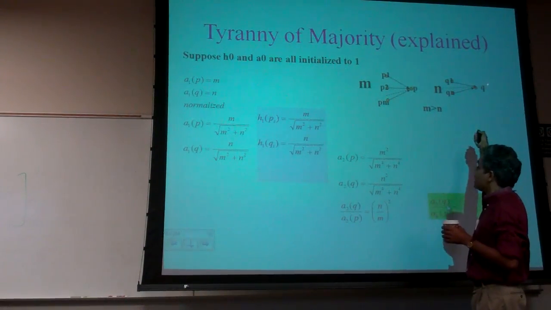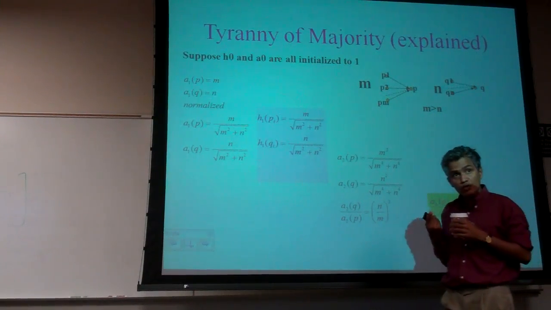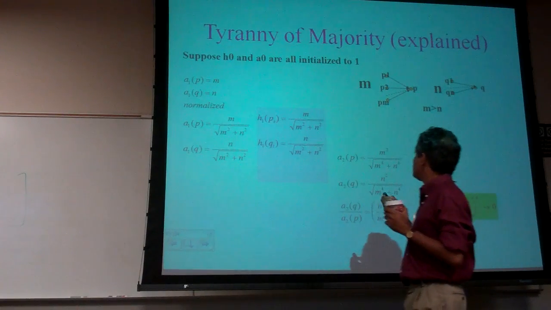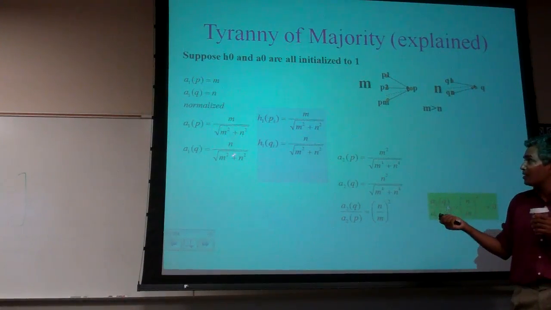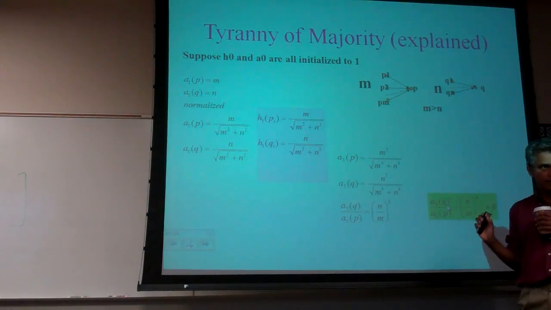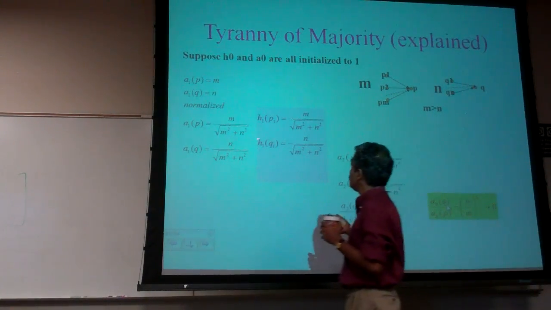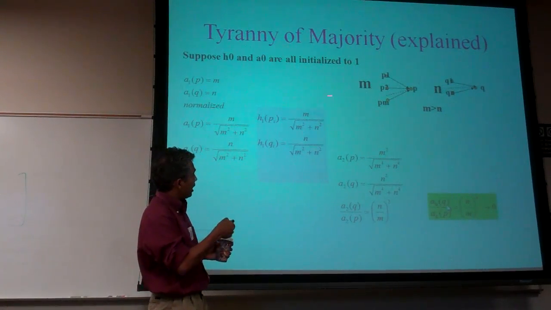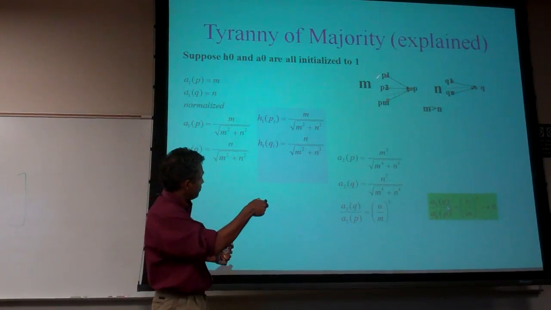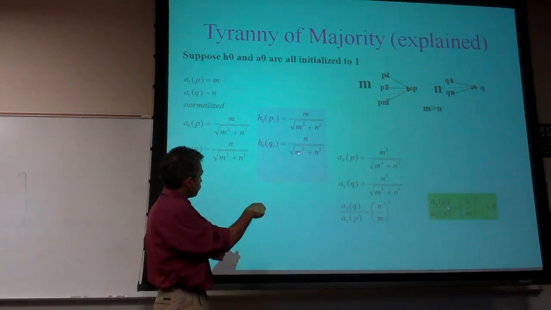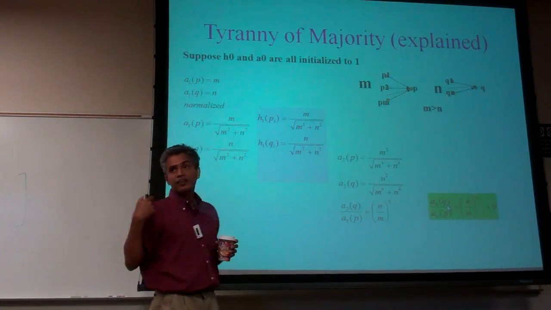So this is M, this is N, and then you need to normalize it because it's an (M, N) vector. If you normalize it, you get M by the square root of M squared plus N squared, and N by the square root of M squared plus N squared. Agree? Now you need to talk about the hubness. The hubness for the P pages would be M by the square root of M squared plus N squared, and for the Q pages it would be N by the square root of M squared plus N squared.